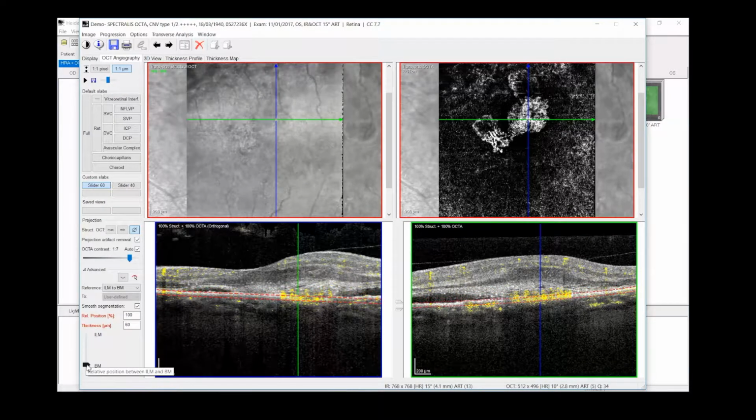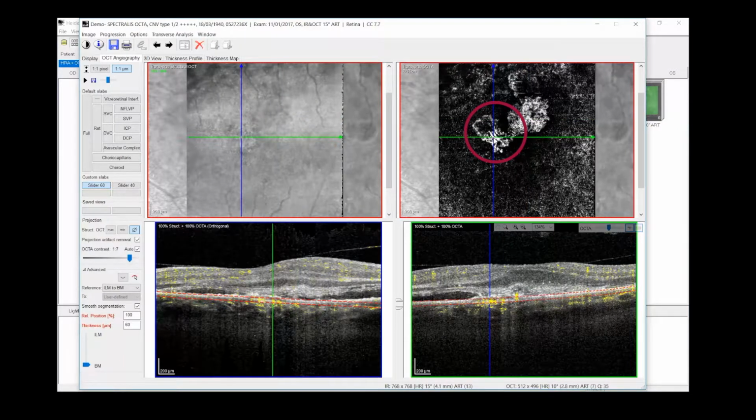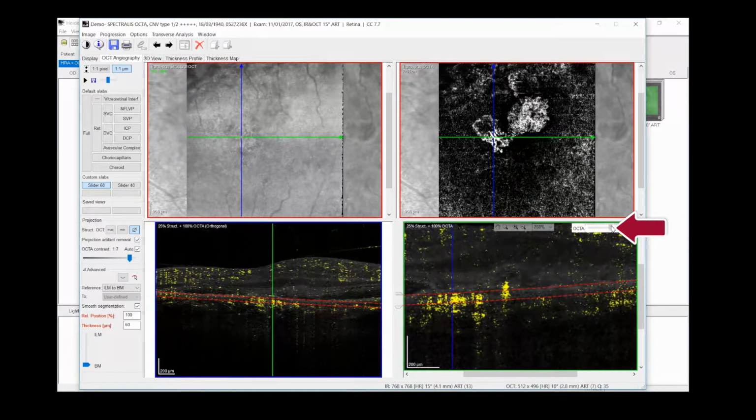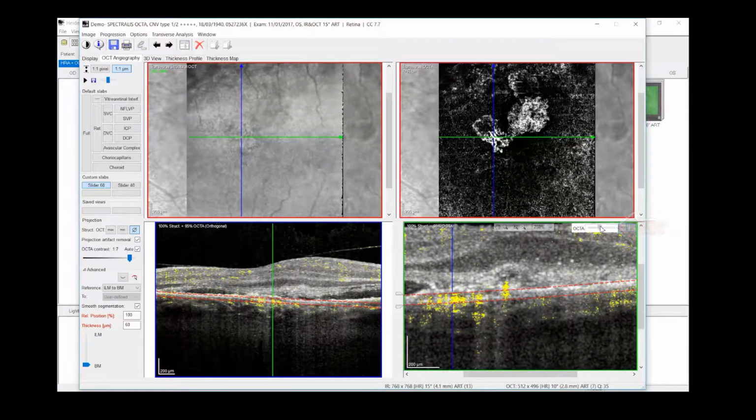Moving the segmentation slab deeper allows us to identify a second lesion, co-localizing that position again, and zooming in on the B-scan image shows a shallow elevation of the retinal pigment epithelium, and the flow is located in a position that's below the RPE, so we have a type 1 component.